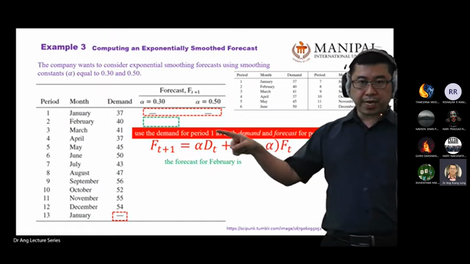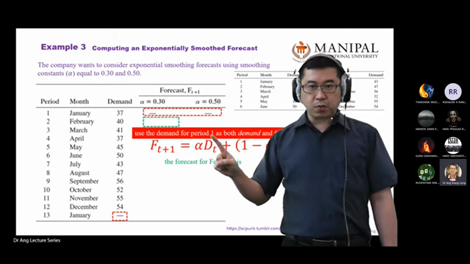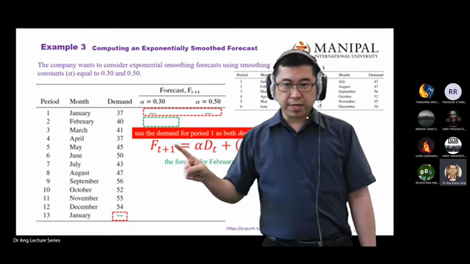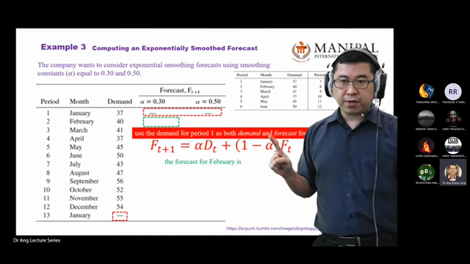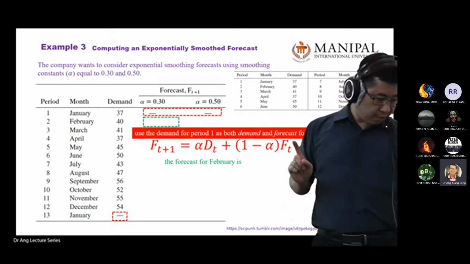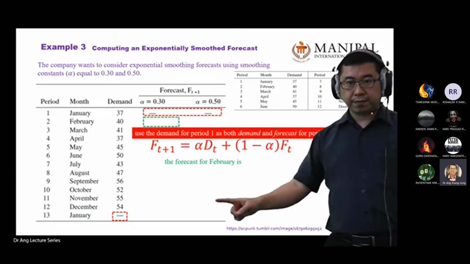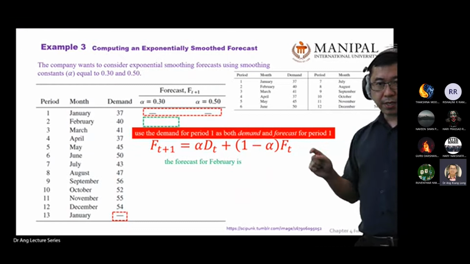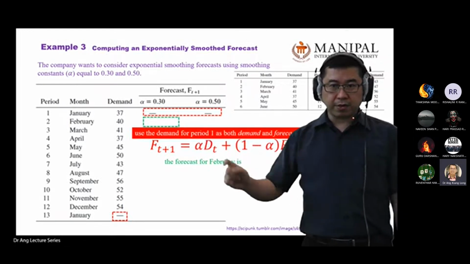Okay, so to start February, we will use demand for period 1. This is period 1. We use demand for period 1 as both demand and forecast for period 1. So this is a statement to start calculating for the green box there.